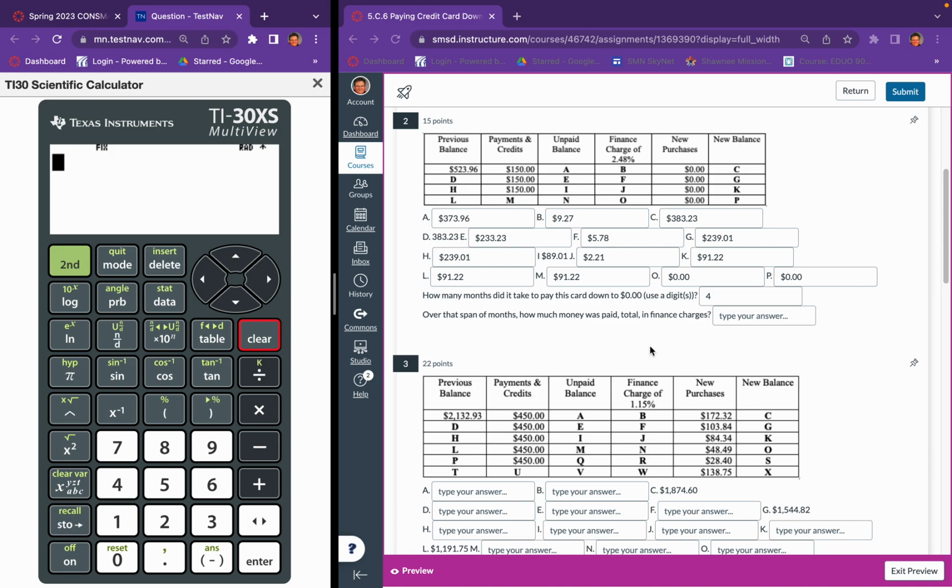Okay, so now this question is, over that span of months, how much money was paid in finance charges alone? So these 4 numbers are the finance charges. So we're going to add B, F, J, and O together. So B is $9.27.